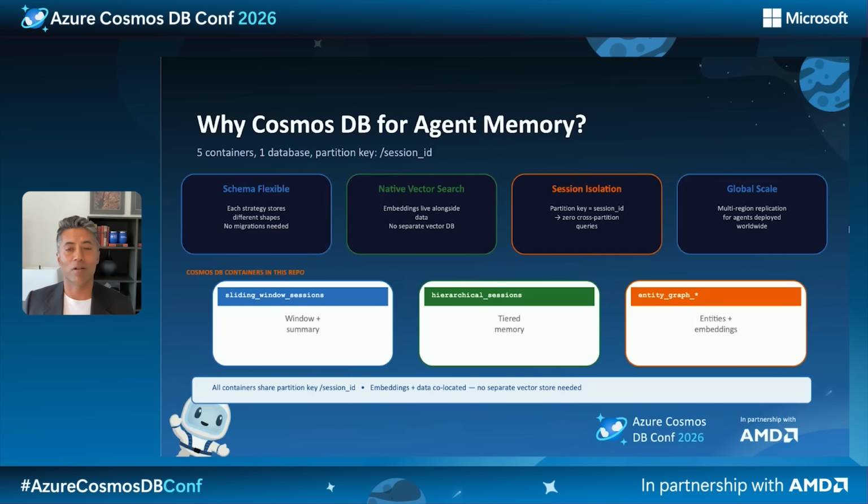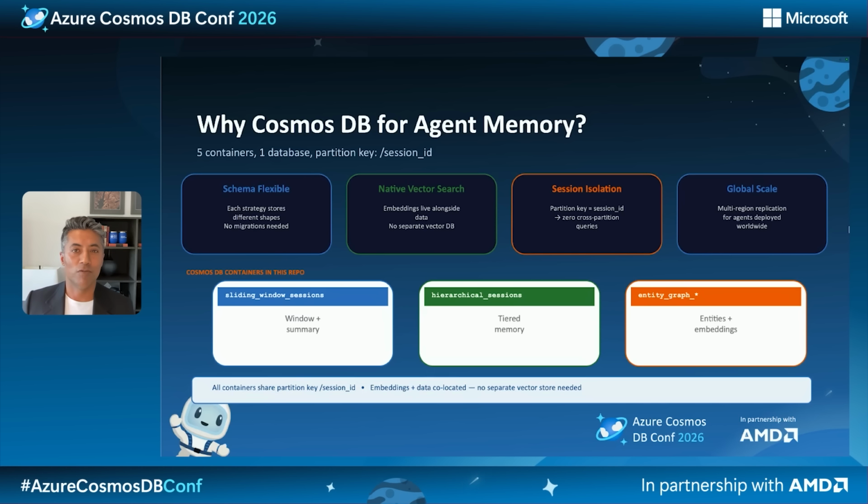It used to be a big problem to now have another vector storage, a completely new database just for dealing with vectors. Well, no, not anymore. We can actually have that data, your embeddings, your vectors live right alongside your data. I don't actually need another native vector search database. The schema is flexible, and we talked about that. I love the session isolation. My partition key in this case happens to be session ID, so I have 0 cross-partition queries.